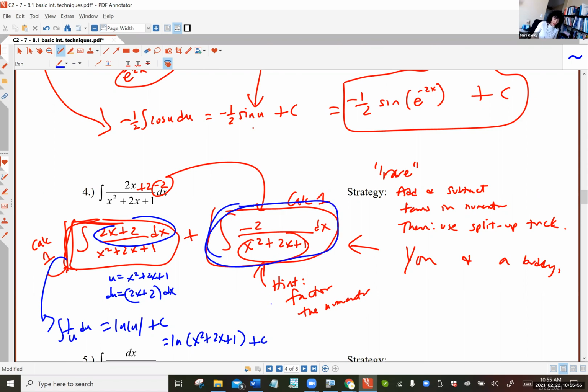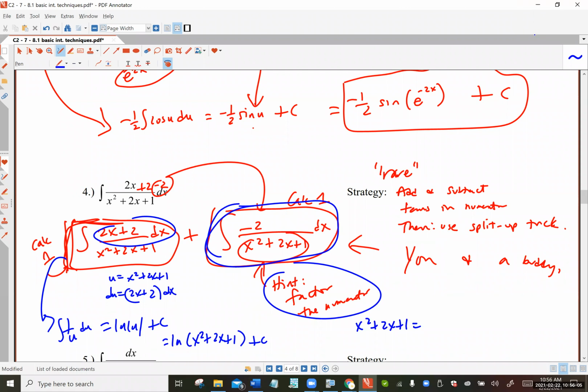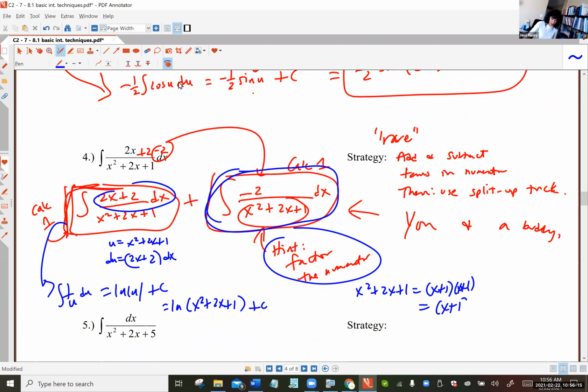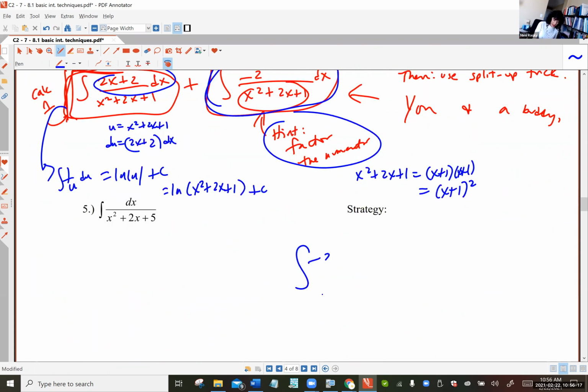Did you take my hint when you factored the denominator? How do you factor x squared plus 2x plus 1? What does the factorization end up being? x plus 1 squared. x plus 1 times itself, which is just x plus 1, the quantity squared. And the reason why that was kind of cool is you really only have to worry about integrating this -2 over x plus 1, the quantity squared. And then what rule of integration is going to get in the mix here to finish this integral? Power rule.